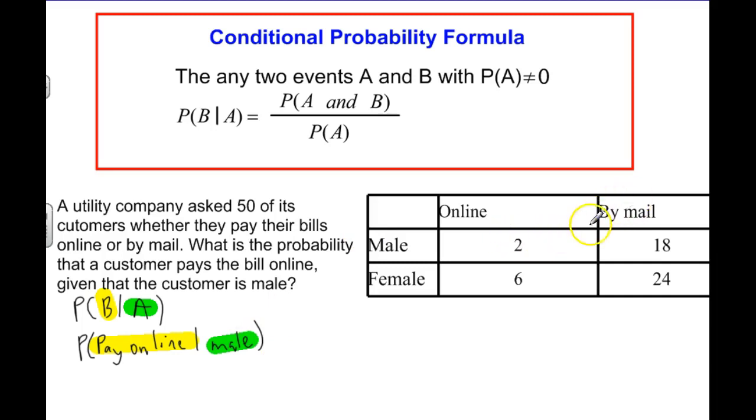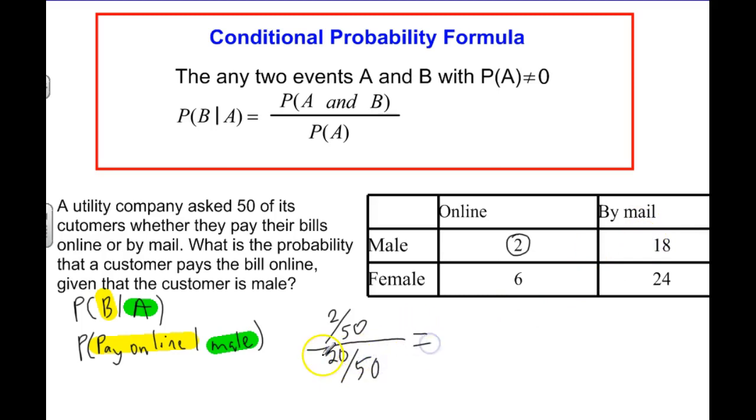Paying online and male, there are 2 people who do that. So in the numerator, it's going to be 2 divided by the grand total. If I add up all these numbers, that's 20 and 30, which is 50. So 2 out of 50 people are male and online. That's A and B, male and online. What is the probability of A? A is really male. So what's the probability of being male? How many males do we have? We have a total of 20 out of a total of 50.